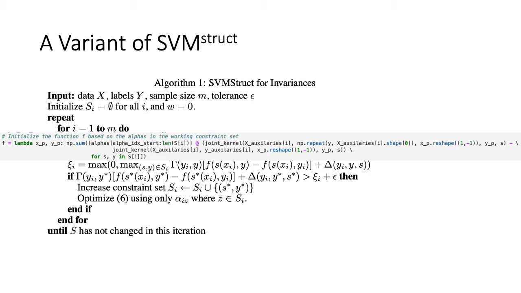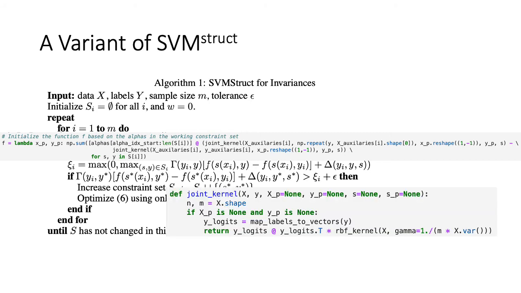If you sum that all up for all of your training examples, you'll get a scalar for the compatibility score. The joint kernel, this isn't the whole function, but the joint kernel is defined as the outer product of the y labels represented as logit vectors times the RBF kernel of the actual example matrix.